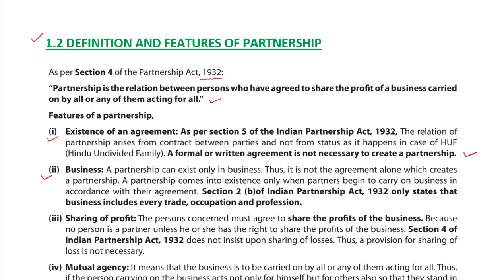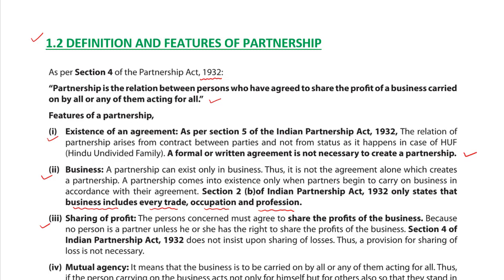Business. A partnership can exist only in business. Thus, it is not the agreement alone which creates a partnership. A partnership comes into existence only when the partners begin to carry on a business in accordance with their agreement. Section 2B of the Indian Partnership Act 1932 only states that business includes every trade, occupation, and profession.